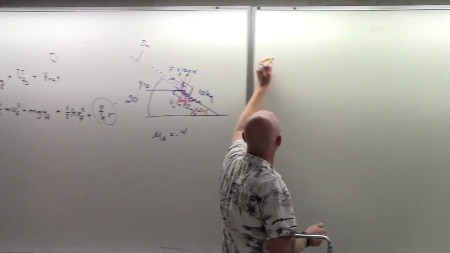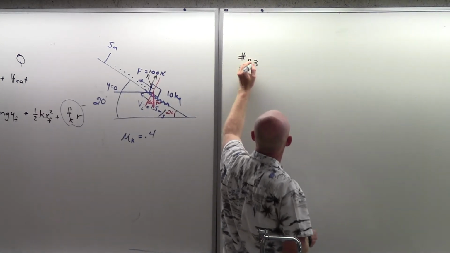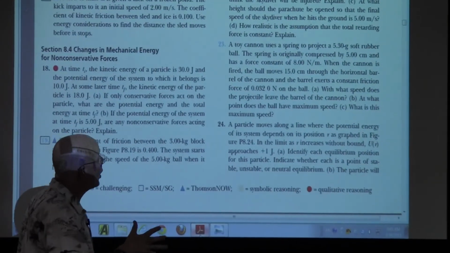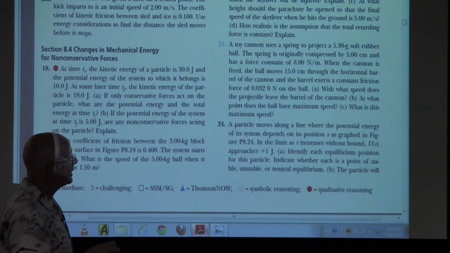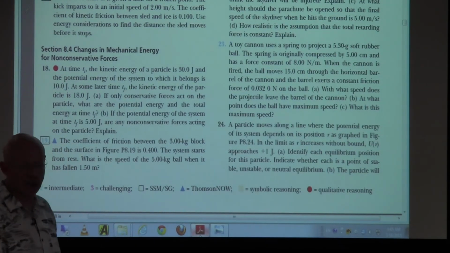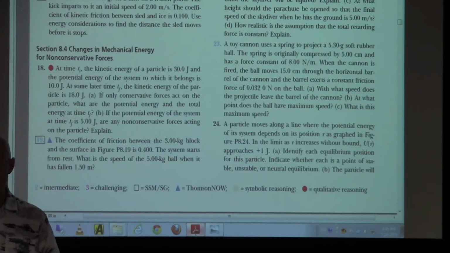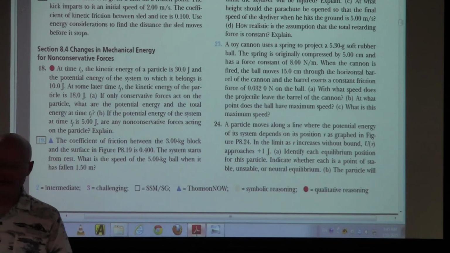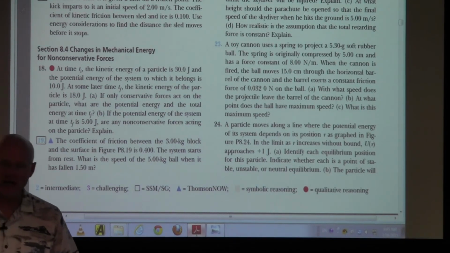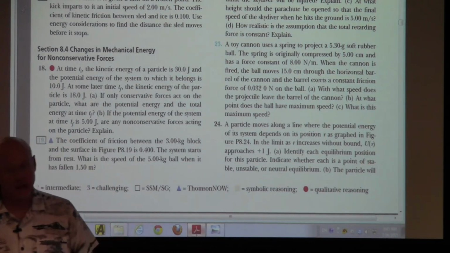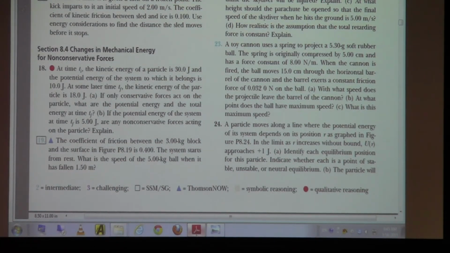Let's try number 23. And again, this will really ask you to put some things together here. All right, it starts here. It says a toy cannon uses a spring to project a 5.3 gram soft rubber ball. Now, let me pause right there. Grams, right? Energy is in joules, and inside of a joule is a newton. And inside of a newton is both a kilogram and a meter. So for this to work, I need things in kilograms.